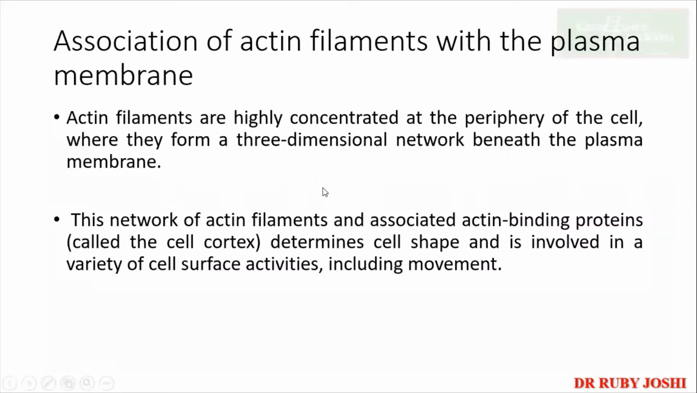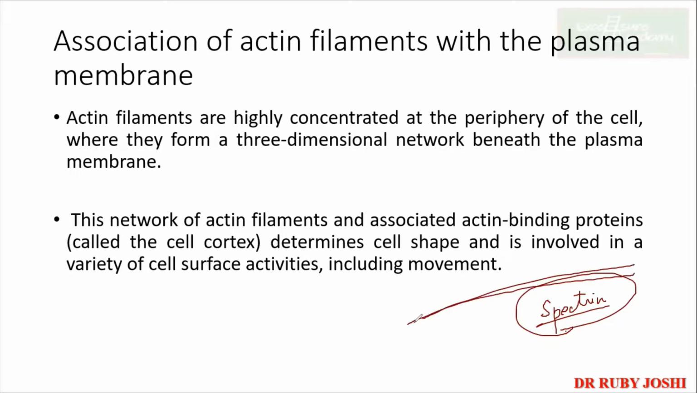Now let's talk about the association of actin filaments with the plasma membrane. So here we will discuss certain proteins called spectrin. Guys, I hope you remember when we were discussing the RBCs, erythrocyte membrane, there we talked about spectrin, that it makes a connection with the plasma membrane. If this is your plasma membrane, it makes sure that the plasma membrane is held, and it also makes connections with the actin filaments. Okay, so now in detail, we'll see how this is happening.